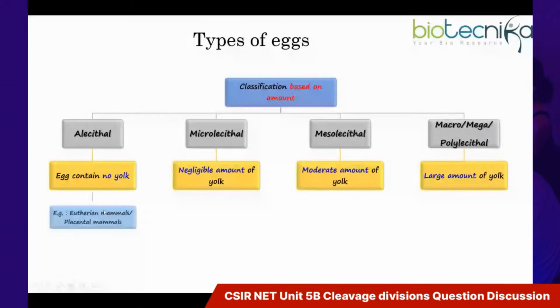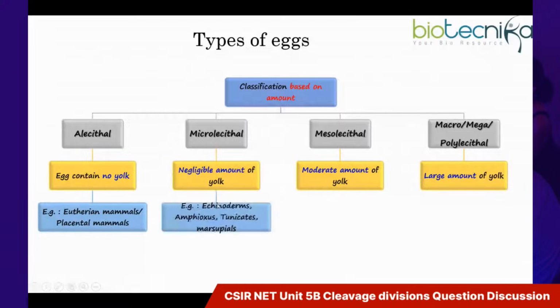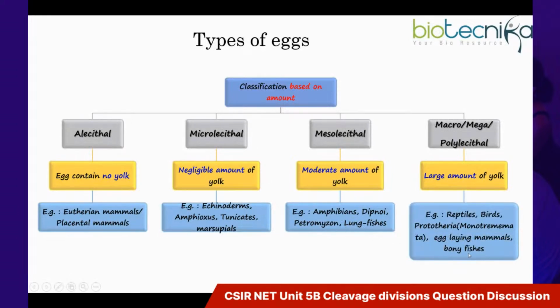Here are your examples: eutherian mammals, placental mammals. Then negligible yolk will be tunicates, marsupials, and microlecithal. Mesolecithal is amphibians, a major category. Another type is dipnoi, the lungfishes, so they are different from bony fishes. Lungfishes have mesolecithal eggs, whereas bony fishes have macrolecithal. Apart from that, reptilia, birds, Prototheria, Monotremata, these all have polylecithal or megalecithal eggs. This is based on the type of egg.